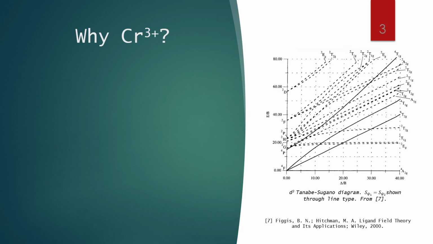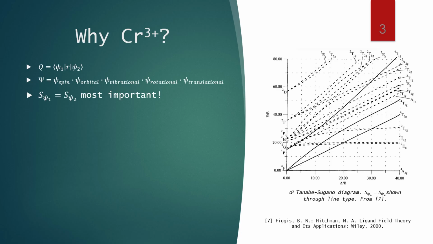So why chromium-3? Well, for d to d transitions in chromium complexes, we are generally only concerned with electric dipole transitions. The probability that a photon is absorbed to cause a transition between the two states is proportional to the square of the transition moment integral Q. Now we can further make deductions regarding the magnitude of Q from the form of the ground and excited state wave functions, broken down as shown. The most important of these for our system is the requirement for spin multiplicity not to change.